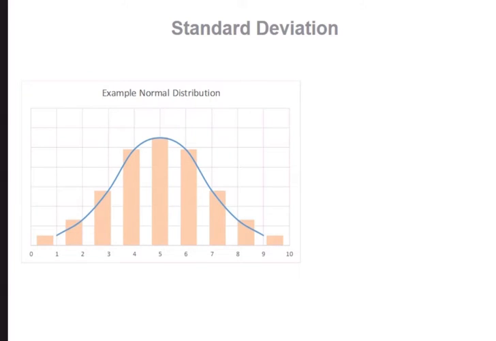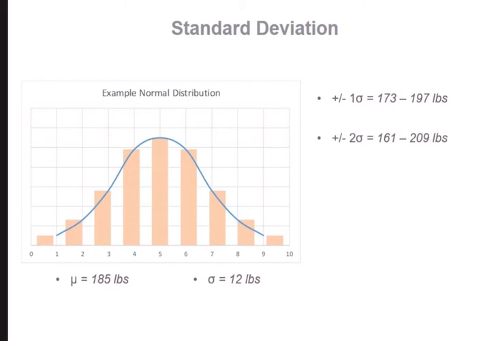Let's assume the data we are looking at is the average weight of men in a given population. Granted, this isn't necessarily normally distributed, but in our case, we will say it is for example purposes. In our case, the mean is 185 pounds, and the standard deviation is 12 pounds. That means one standard deviation away from the mean is 173 pounds and 197 pounds. Two standard deviations away from the mean would be 161 and 209 pounds, and so forth.